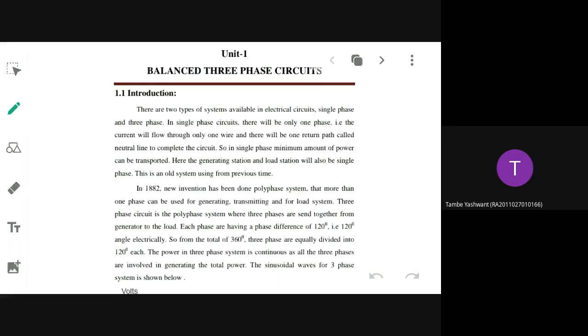Under AC also you have two categories. AC means alternating current. Yes, correct. And this AC is also classified into two types, single phase and three phase.